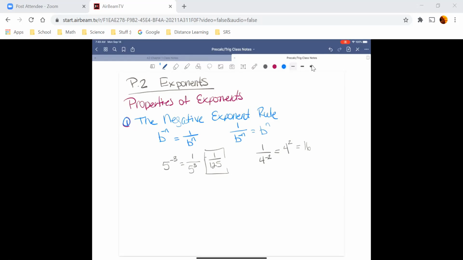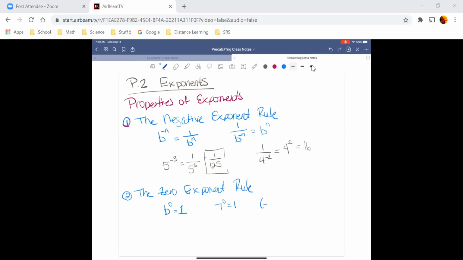Ready for a new rule? Today is full of rules, all right? The zero exponent rule. So this would be if you had some base and it was raised to the 0 power. Anybody know what it's going to be if it's raised to the 0? It's a big number. 1. Yep, it's always going to be 1. So if we had 7 raised to the 0 power, that would be 1. Yep.